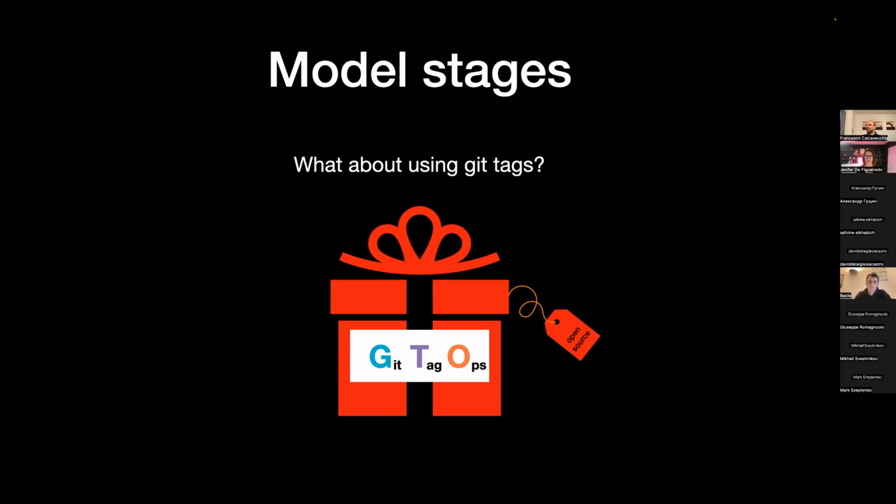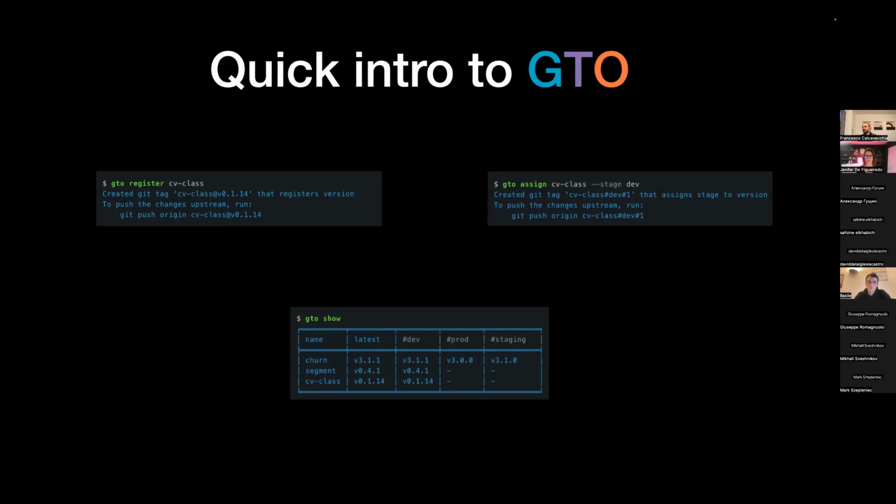Great. Good. So maybe before going on, I just want to give you a very quick introduction to GTO, just 3 commands that I think are probably the most important ones. So what can you do with GTO? How does it look like? You can use a command called GTO register, and then the name of your model or artifact in general. And this will create a tag with a semantic versioning that will just register in your repository that at a certain point you created this artifact and you have registered it there. Okay, so you can always go back to this.